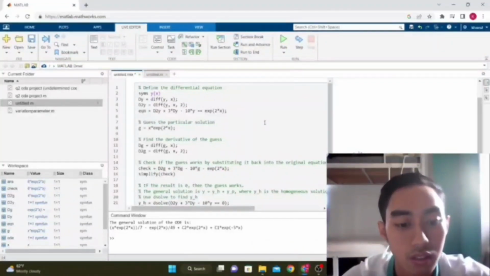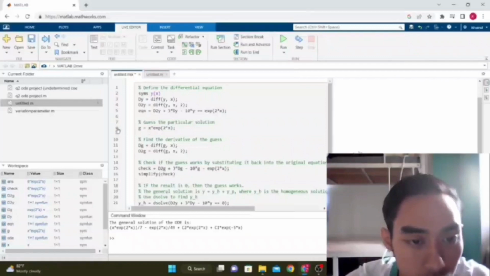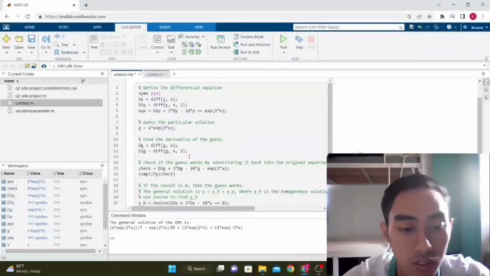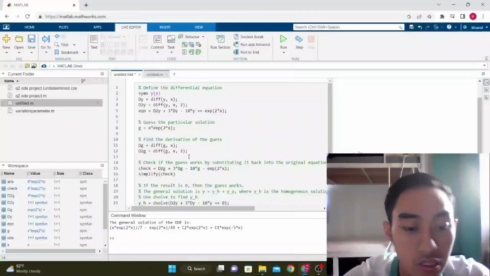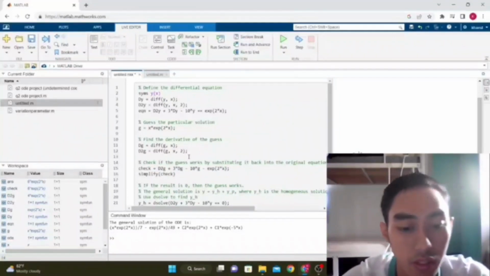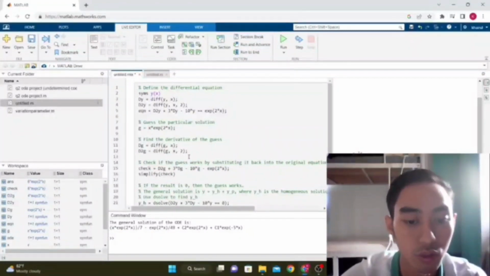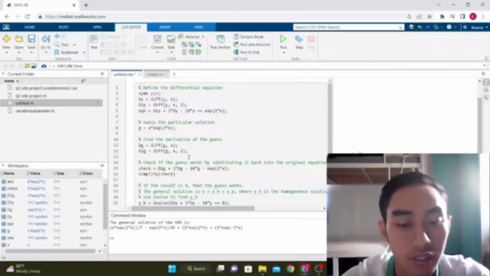Alright, so we move to the next one, which is on lines 7 and 8. Okay, so this is the particular solution, where g is guessed as x multiplied by exponent to the power of 2x. This is using the method of undetermined coefficients.